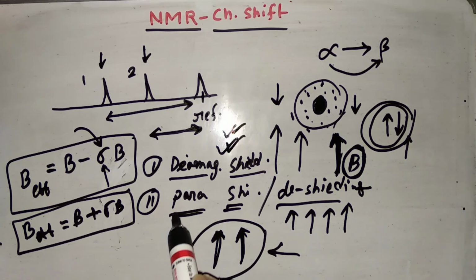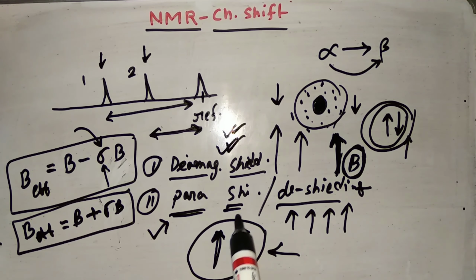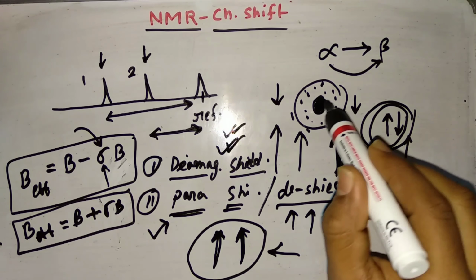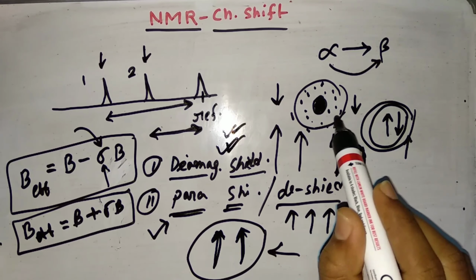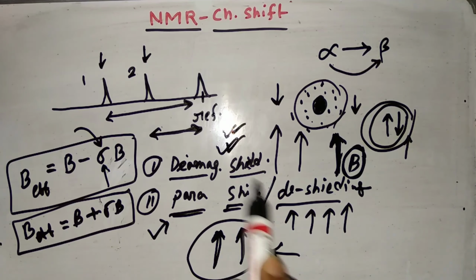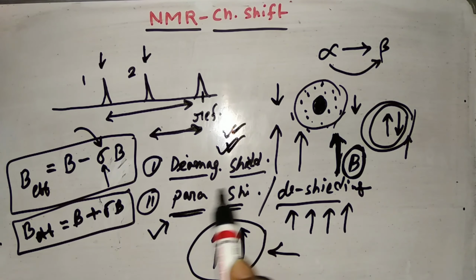And finally, we can say that this is all about paramagnetic shielding. It is all about the electron density. More electron density, that is diamagnetic shielding. Less electron density, that is no opposing is occurring. So that is why paramagnetic shielding can be seen over there.